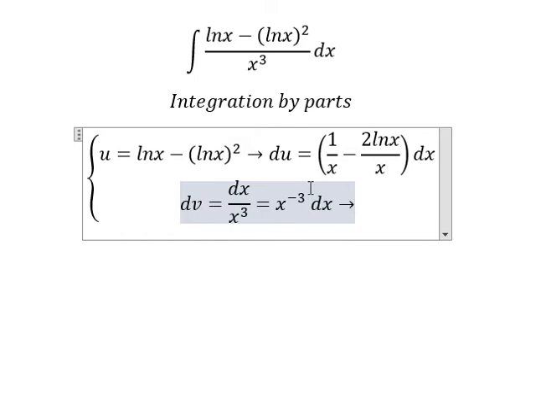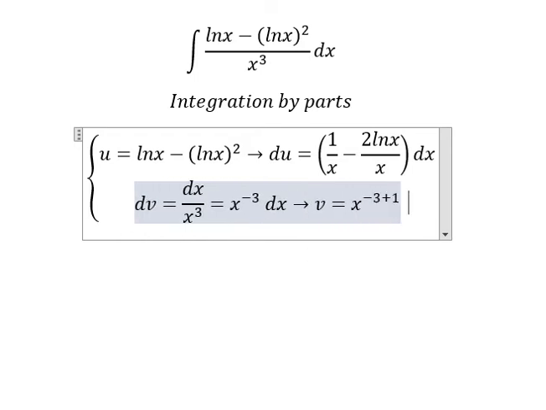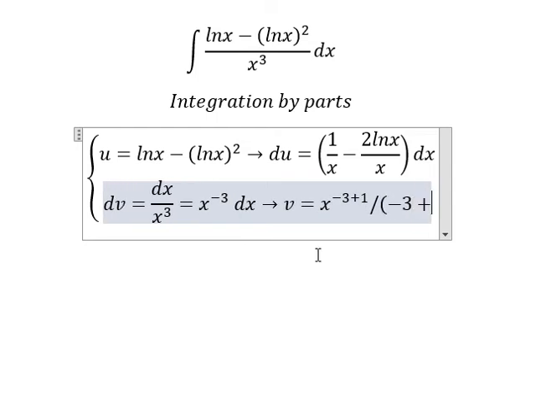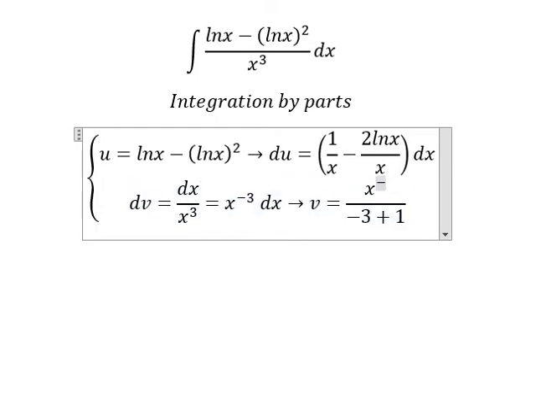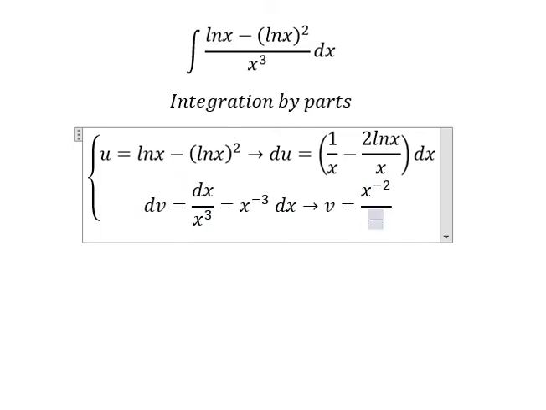The integration of this one, we have v equals s to the power of negative 3 plus 1 over negative 3 plus 1. So this one we have negative 2, negative 2.